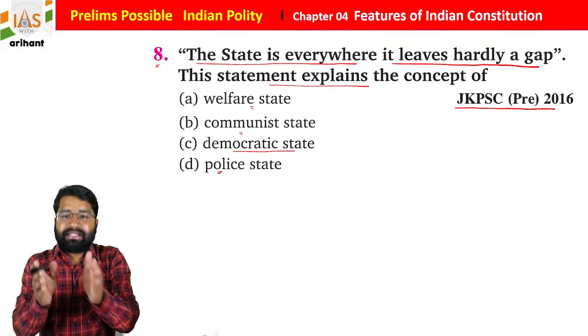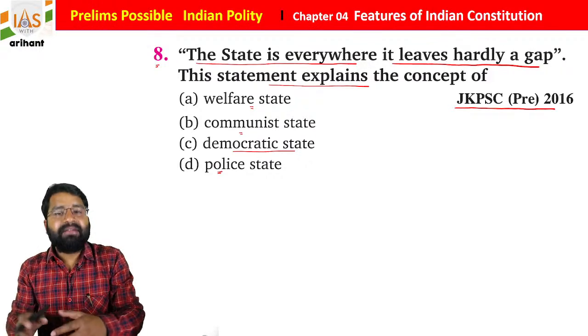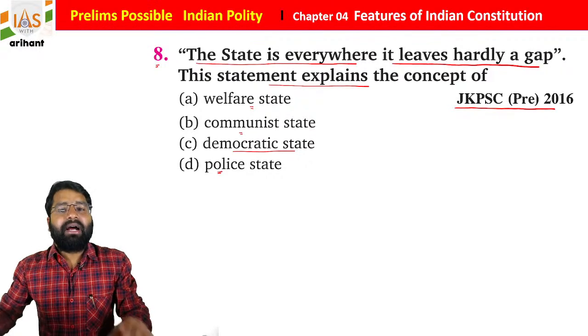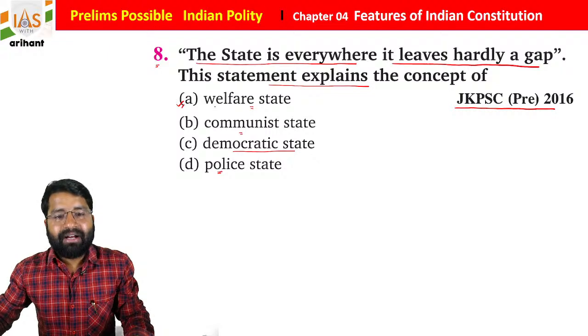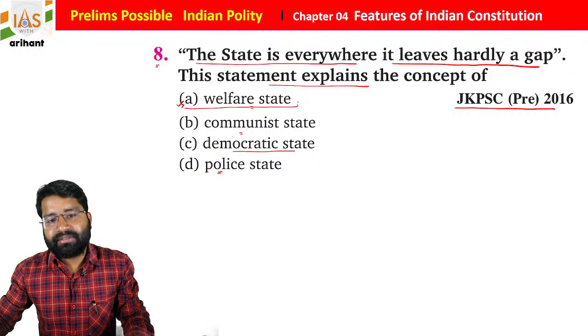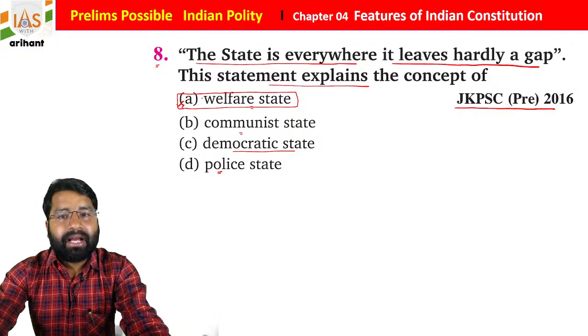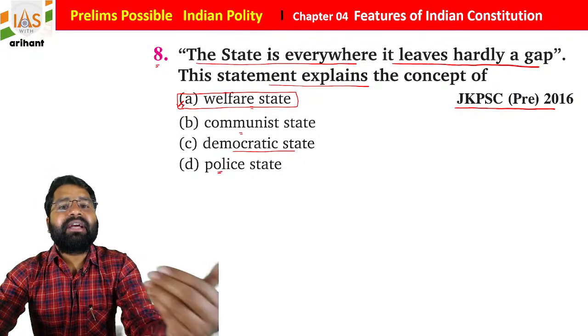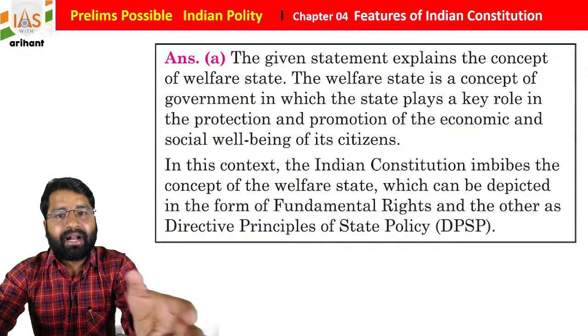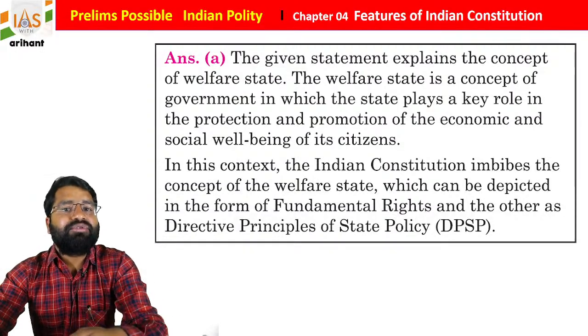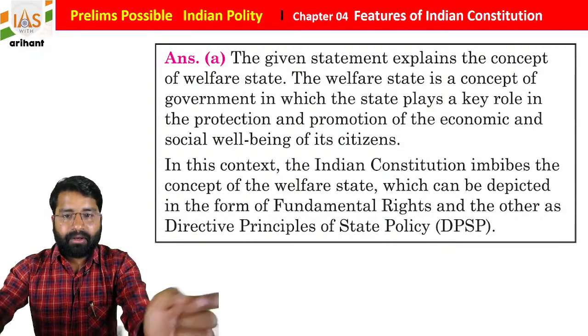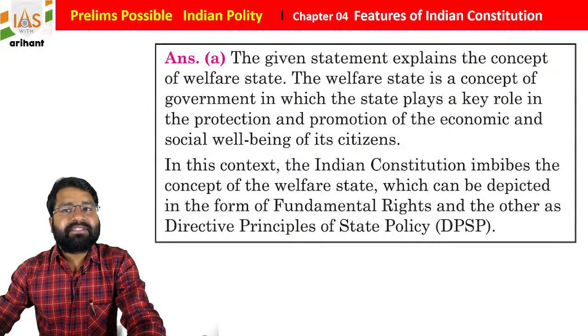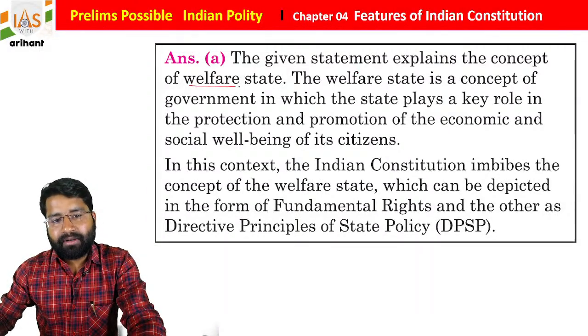So the state is everywhere, it leaves hardly a gap, and that is going to be the welfare state. It means everyone is going to be equal, and basically the state is trying to make everyone equal, students, and those who are backward, the state is trying to bring them forward. Okay, so the given statement explains the concept of welfare state.